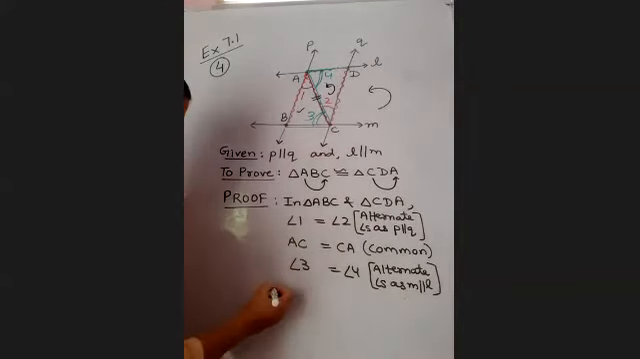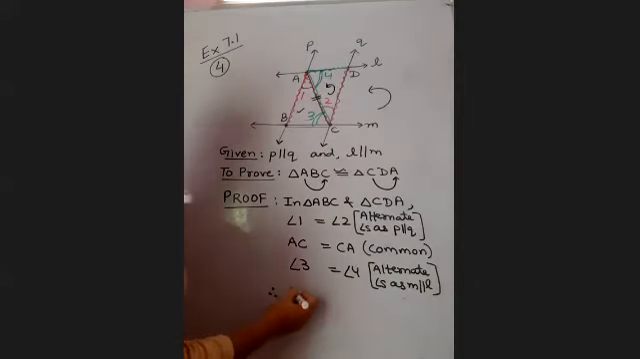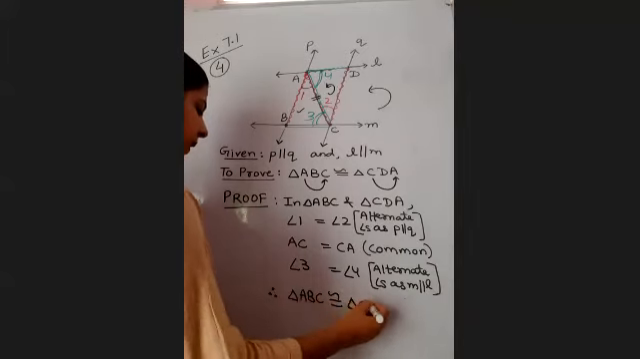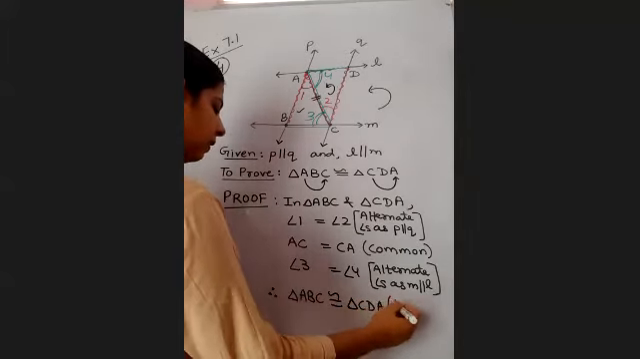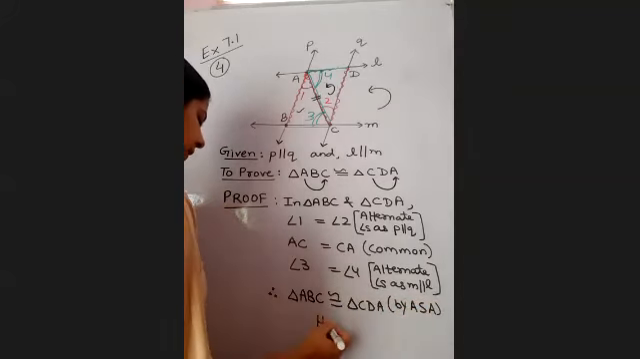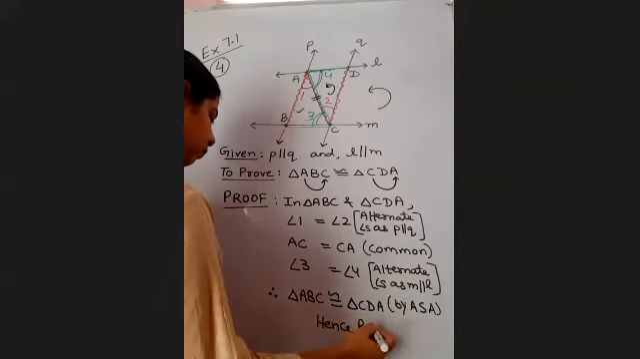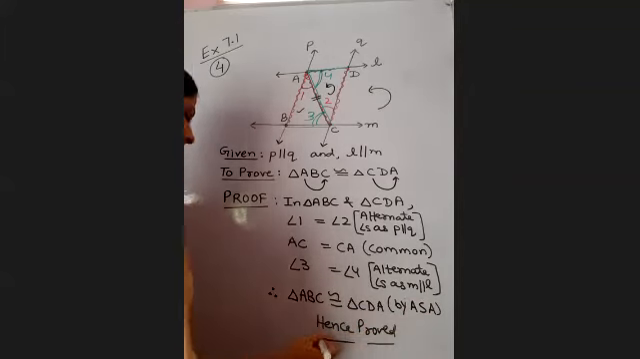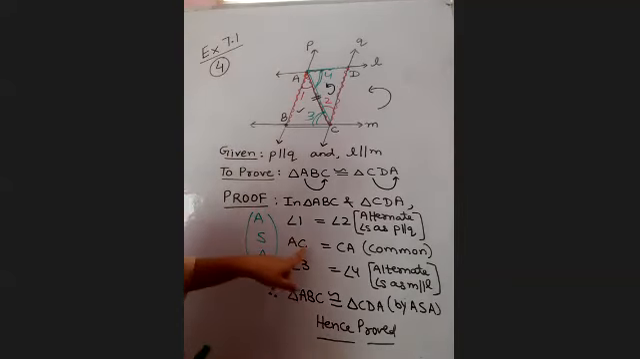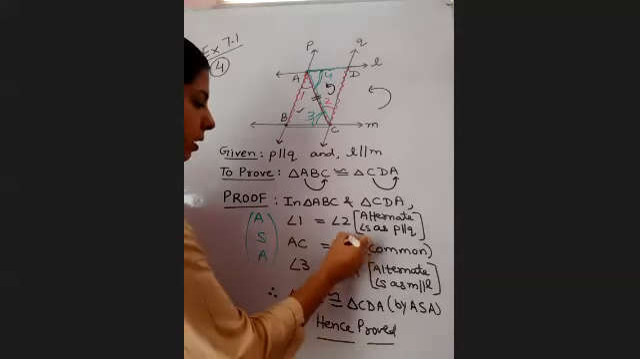So therefore, triangle ABC is congruent to triangle CDA by angle side angle. Hence, proved. If you want, you can put the rotation sign here also. All right. So make sure of this point, that it is AC equal to CA, not AC. This is an important point to pay attention to.